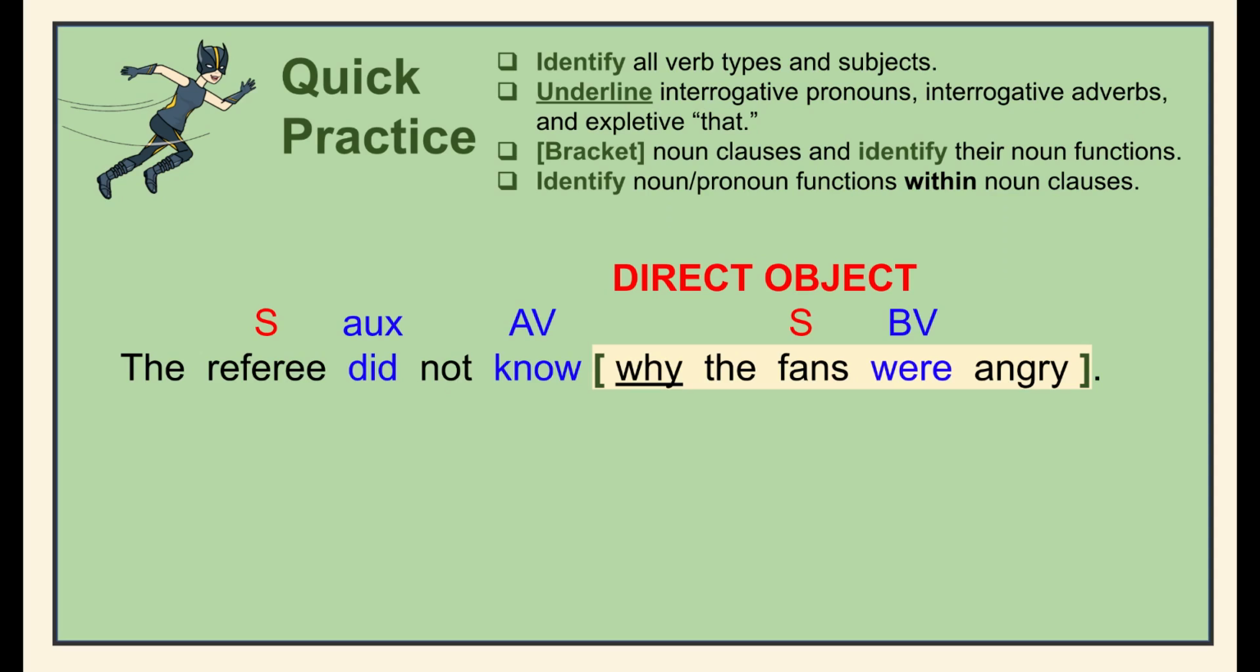Because I have an action verb, know, I know to look for a direct object. What did the referee know or not know in this case? The answer is why the fans were angry. So this noun clause is acting as the direct object of the action verb know.